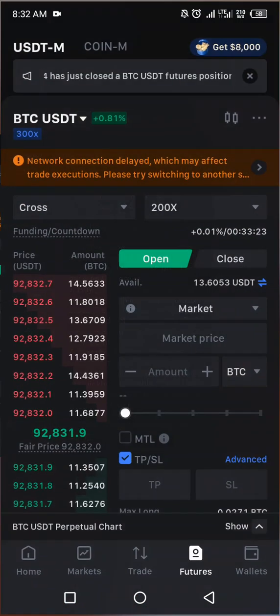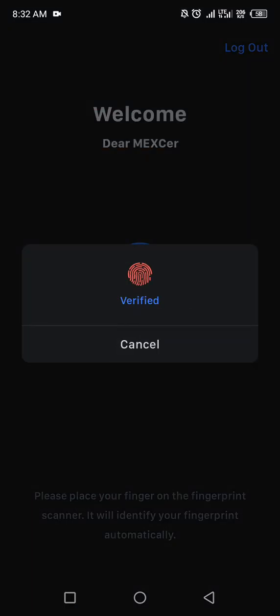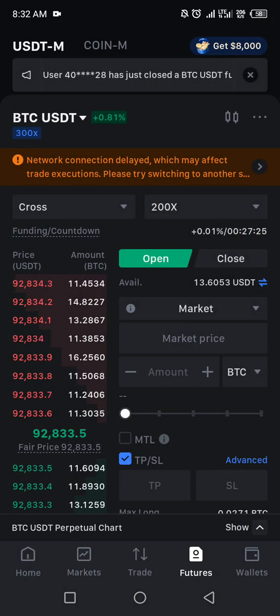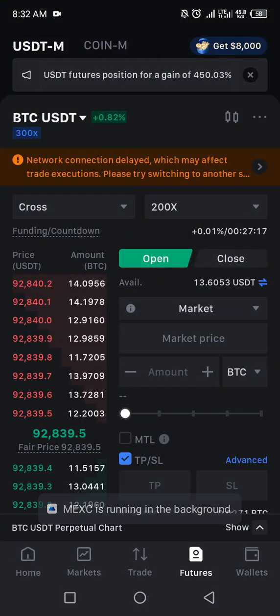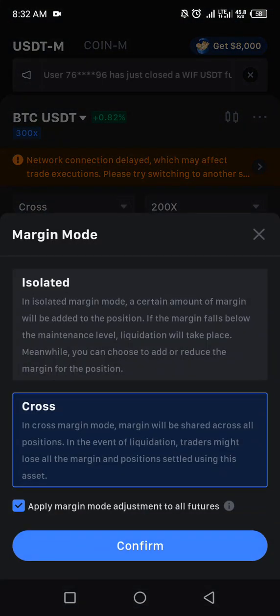Now this is the interface. Let me put a fingerprint. This is the interface of the futures trading part. Number 1, we said always use a cross margin. So this is it here. Here you see you have isolated and cross.